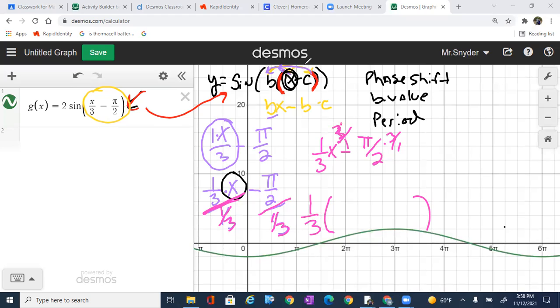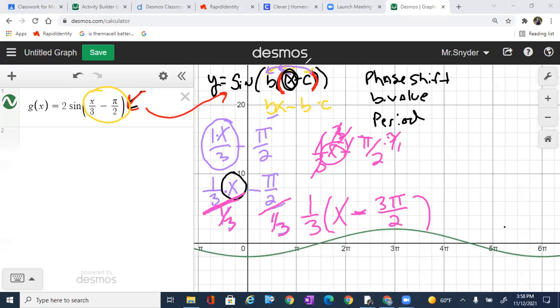And now we're just going to cancel things out. 3 cancels, 1's cancel, and we're left with just an X. In this case, we get 3 over 1 times pi over 2. Nothing can cancel, so I'm going to multiply it. 3 times pi, or pi times 3, is 3 pi, over 2 times 1, which is 2. And there was subtraction in there, so it's going to be X minus 3 pi over 2.